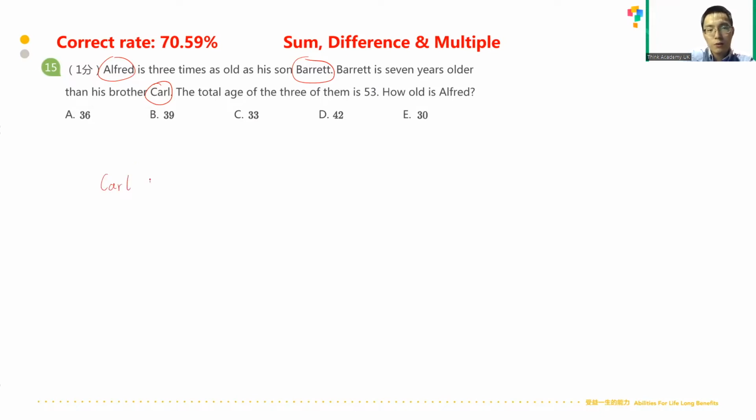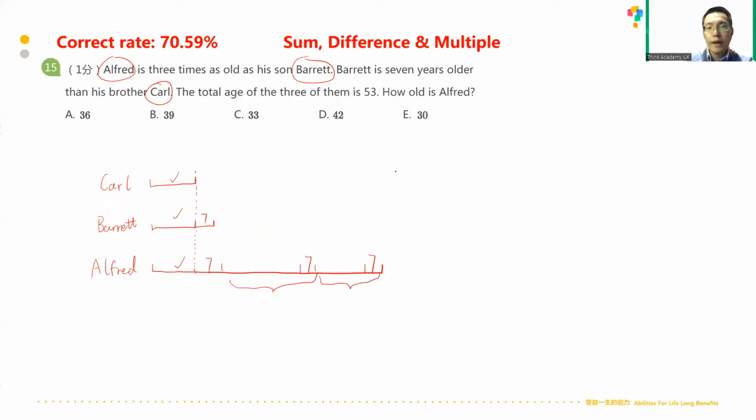So we can represent Carl with 1 bar. And we know Barrett is 7 years older than Carl. So Barrett will be 1 bar plus 7. And then Alfred is 3 times as old as Barrett. So Alfred, we can represent as 3 times Barrett. This is equal. This is equal. This is 7 as well. And we are 3 times as old as Barrett. So we will have 2 other 7s. You can consider that we have 2 duplicates of Barrett right here.